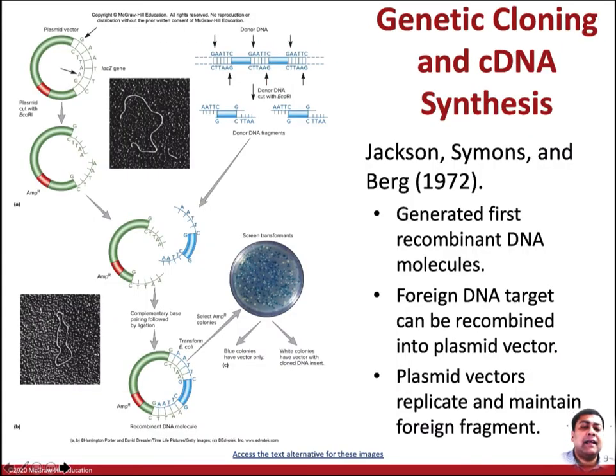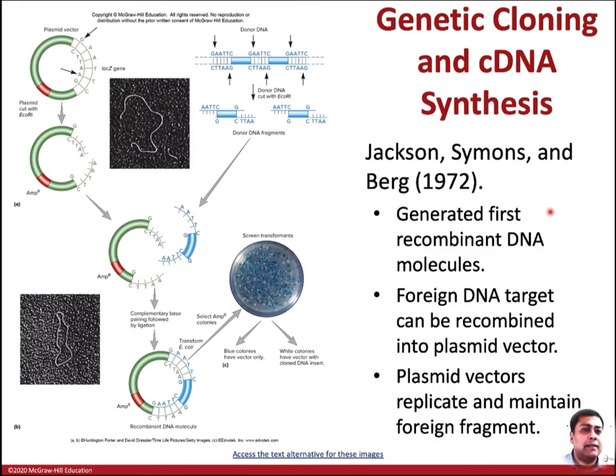So let's take a look at the cloning technology and how this developed. The first recombinant DNA molecule was made by Jackson, Simons and Paul Berg in 1972. And the foreign DNA target can be recombined into a plasmid vector, and the plasmid vector replicates and maintains the foreign fragment, and you can produce a lot of these plasmids and purify them, and you have these clones of DNA in them.